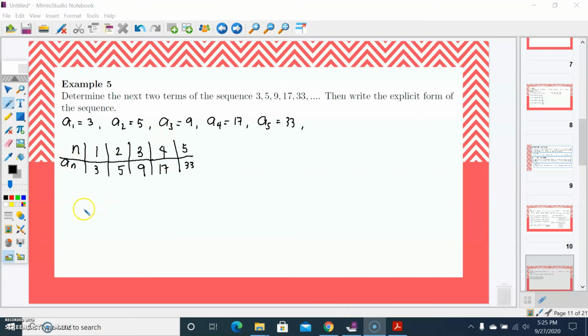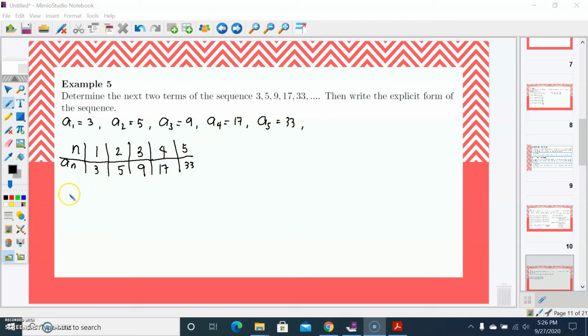Okay, the next thing that we need to do is we must look for the pattern relating the value of a sub n to their position. Kailangan natin maging creative dito, no? Kailangan ma-relate natin yung 3 kay 1, si 5 kay 2, si 9 kay 3. Kailangan ma-relate natin sila para mahanap natin yung pattern nitong sequence na to.